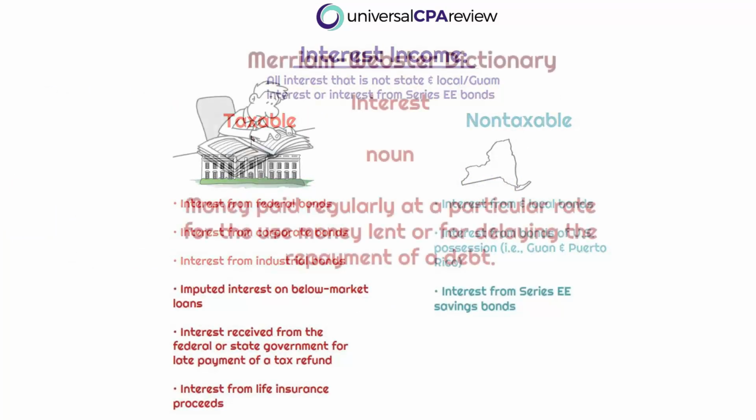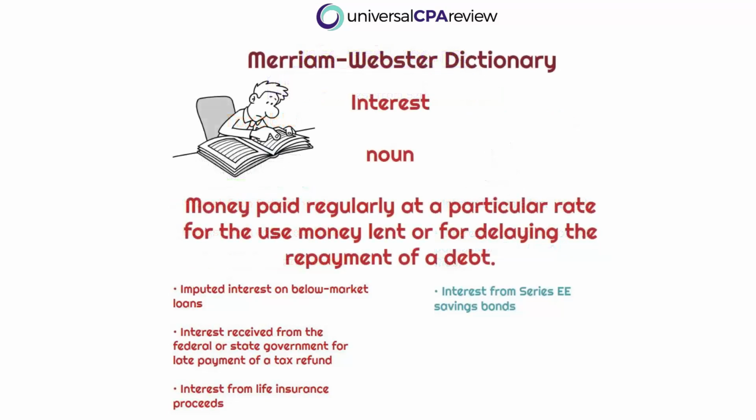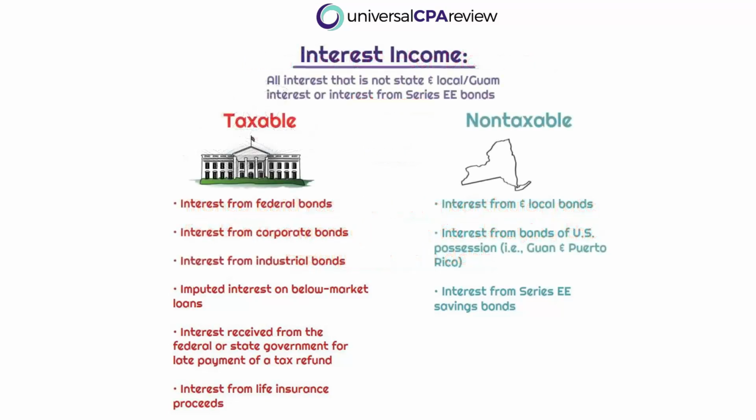So what is interest? Well, Merriam-Webster Dictionary defines this as money paid regularly at a particular rate for the use of money lent, or for delaying the repayment of a debt. So in many cases, interest is going to be paid back in association to bonds or other debt agreements.